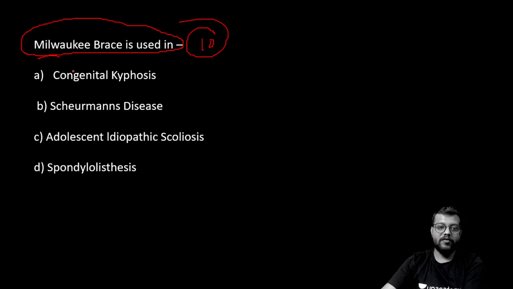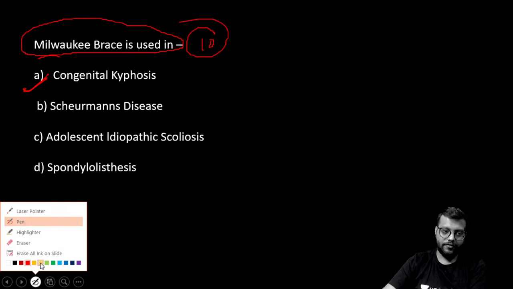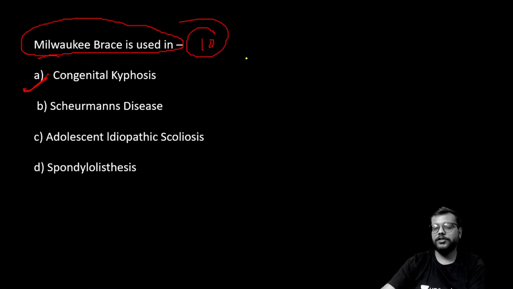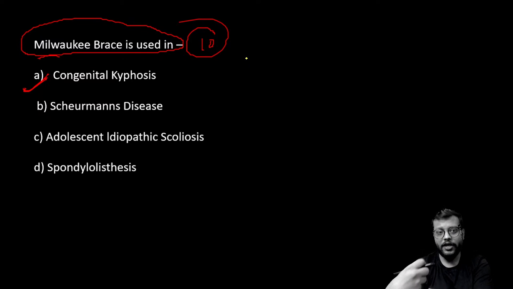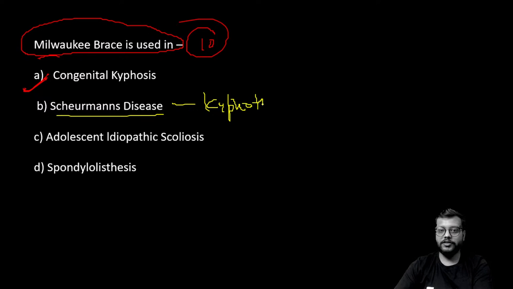Okay, so Milwaukee brace is used in, the answer is congenital kyphosis. Okay, so this is a very difficult question, which has different answers in different books. Actually, Milwaukee brace can be used in many conditions of the deformities of the spine. Okay, so kyphosis, scoliosis, and Scheuermann's disease is also a type of kyphosis only. It is a kyphotic disease too.